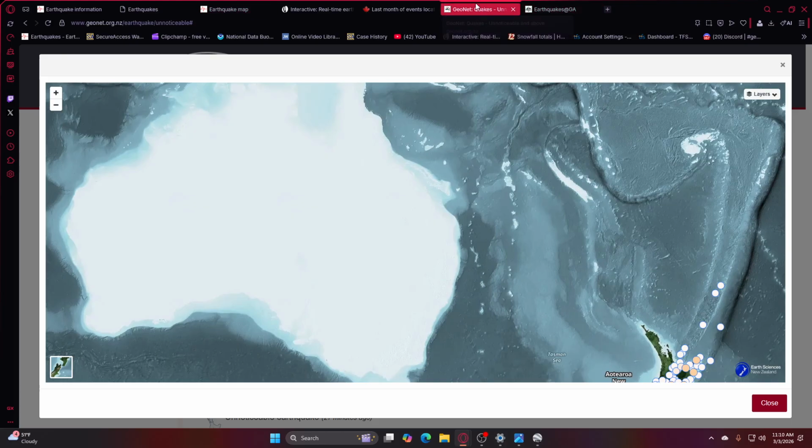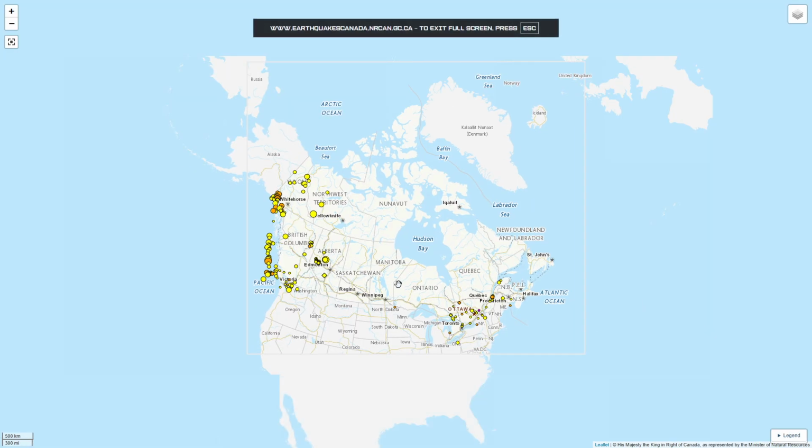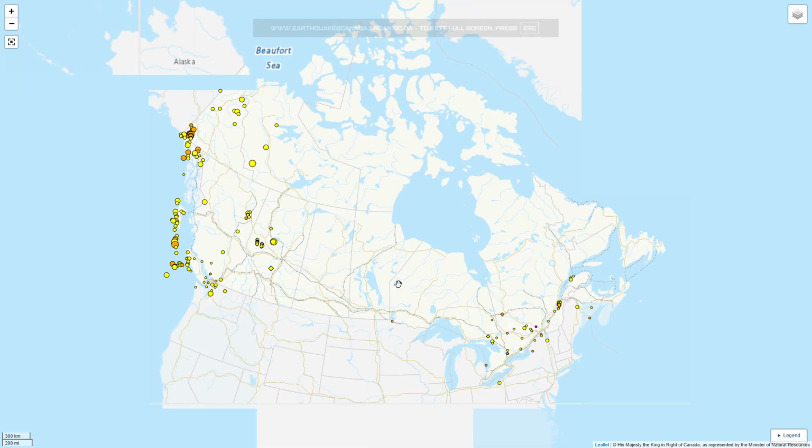Let's find Canada. I have it open. There it is. All right, so we're going to take a look at Canada. I'm going to make this a large map, easier for y'all to see. There we go.